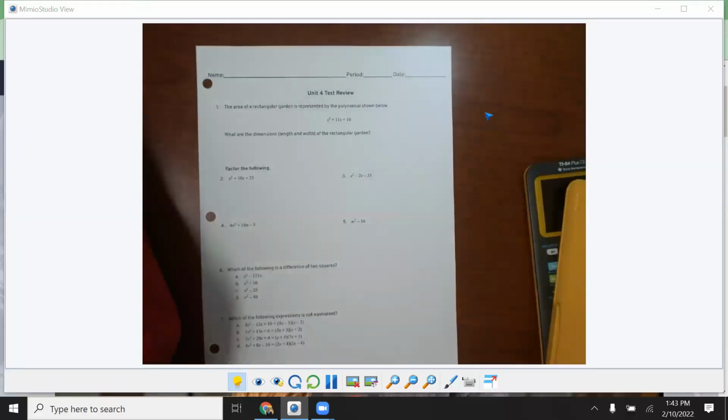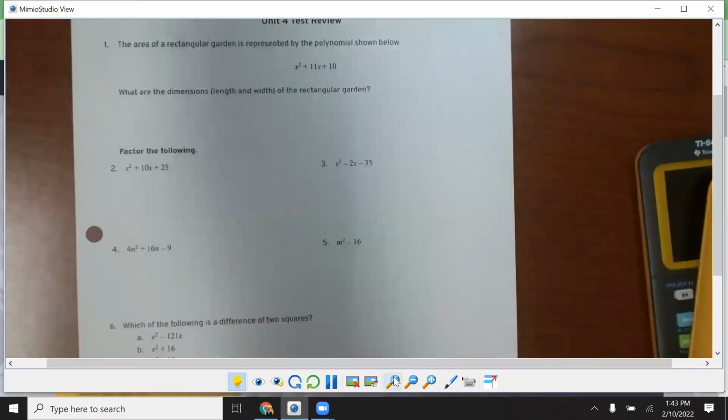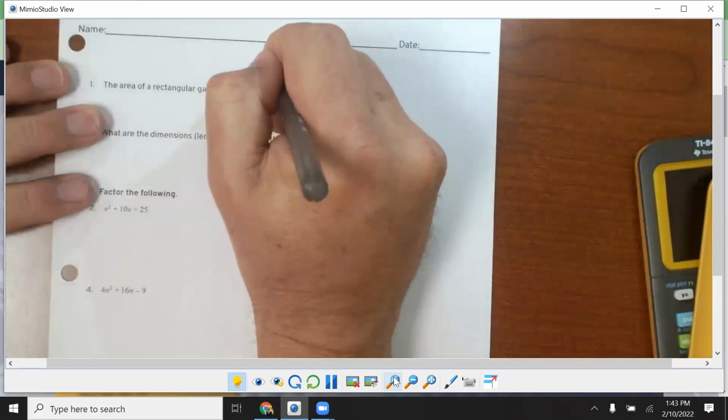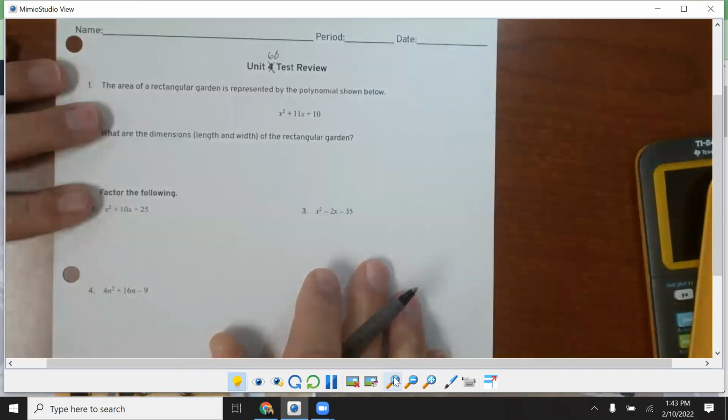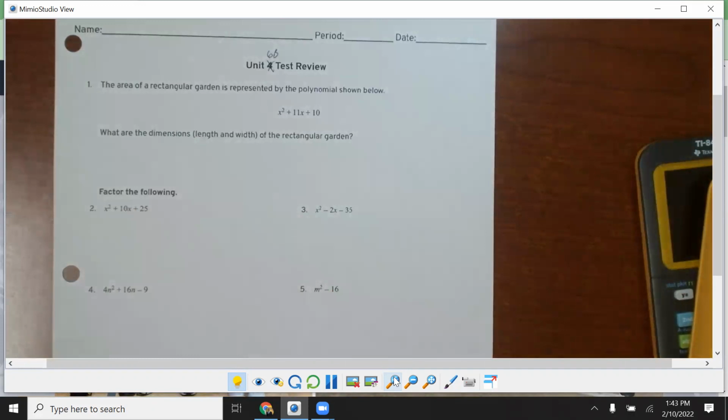All right, this is Coach Ledbetter. I'm going to be going over the Unit 6B review. Even though it says 4 here, let's mark this out. It's really 6B. All right. So I'm going to do these so that way you can see how we do these.